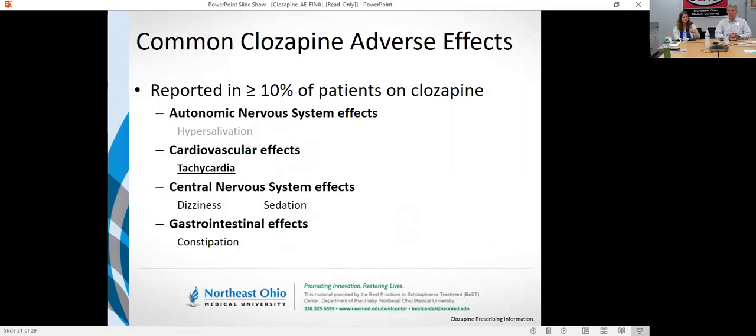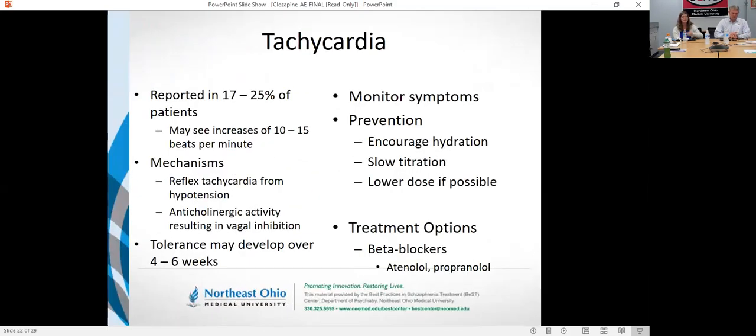The tachycardia, so we're back to the cardiovascular effects. This is reported in up to a quarter of patients, and they may see a change of about 10 to 15 beats per minute. The thought is that this may occur from two different sources. It could be reflex tachycardia from that hypotension, or it may be a result of the vagal inhibition with the clozapine having some anticholinergic activity.